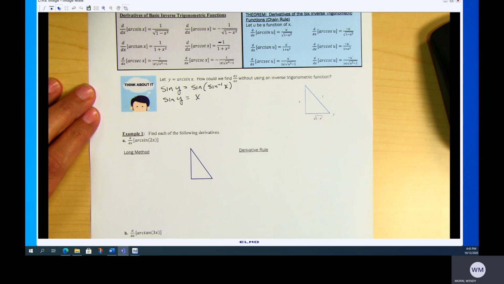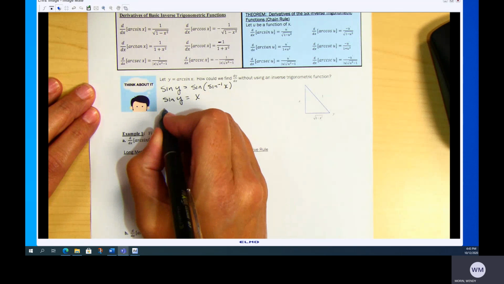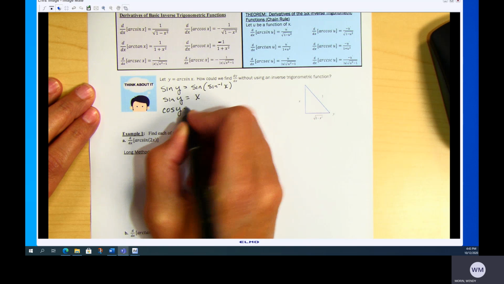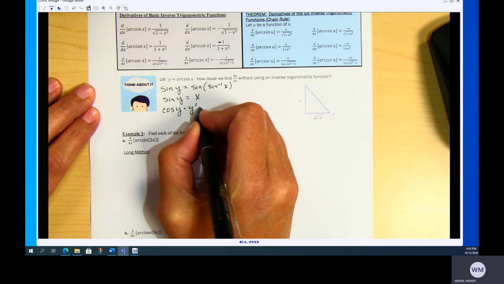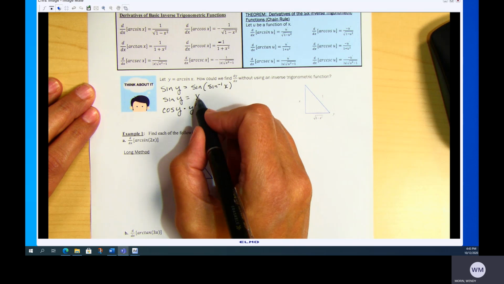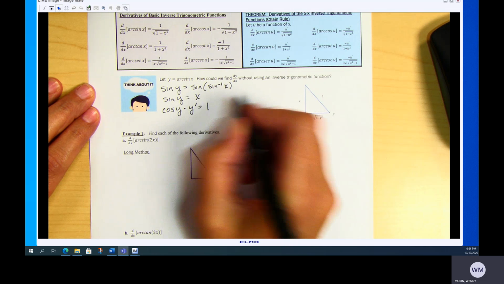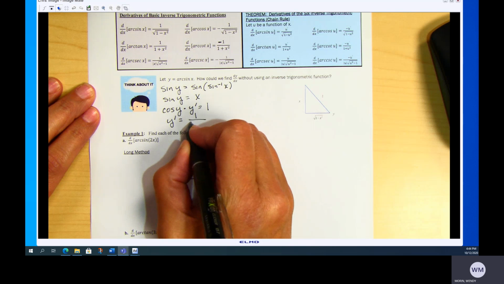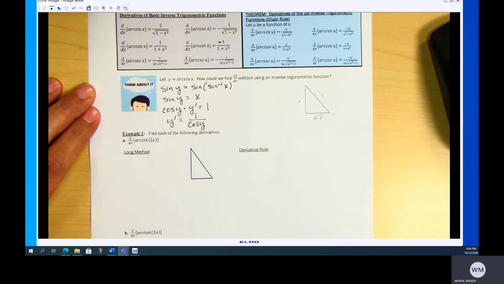So now we can take the derivative. Because we know the derivative rule for sine is cosine of u times u prime. The derivative of x is 1. So y prime equals 1 over the cosine of y.